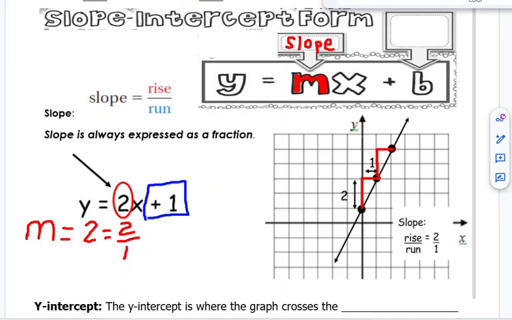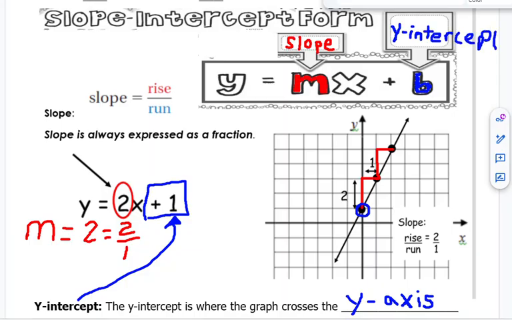Okay, so the next thing is the y-intercept, and that's the b here. So you see that plus 1? That plus 1 is the y-intercept. And the y-intercept is where it crosses the y-axis. The y-axis, remember, is this vertical axis, the one that goes up and down. And I see it crosses right here at positive 1. And that's where that plus 1 is. So that is my y-intercept. And the y-intercept is the b in y equals mx plus b.